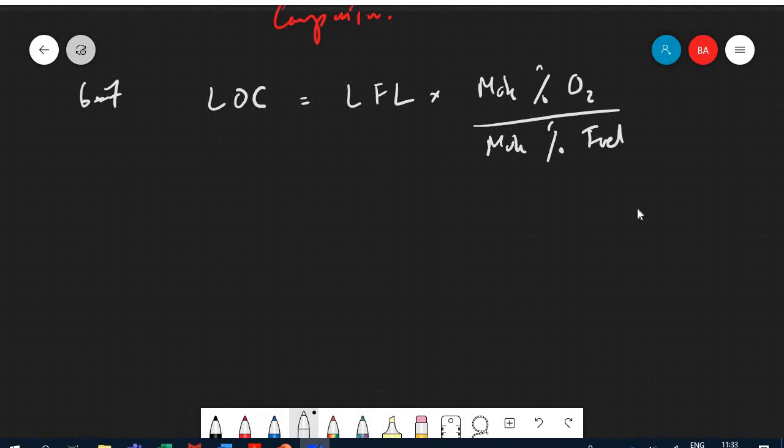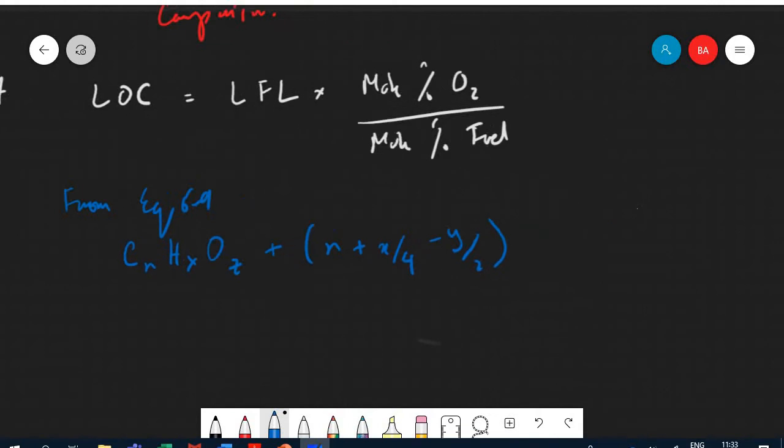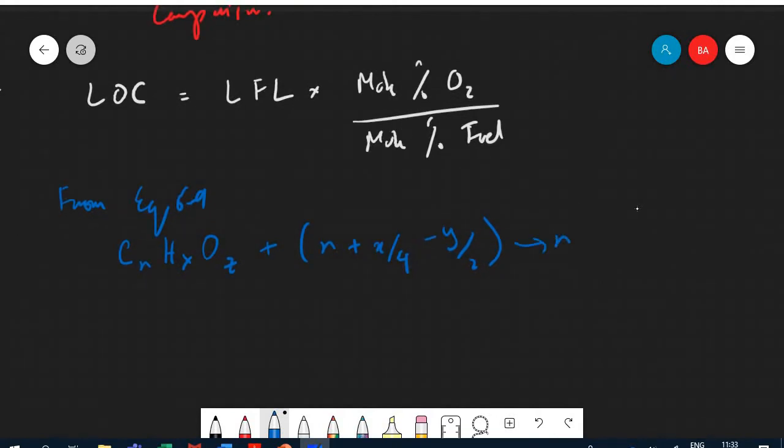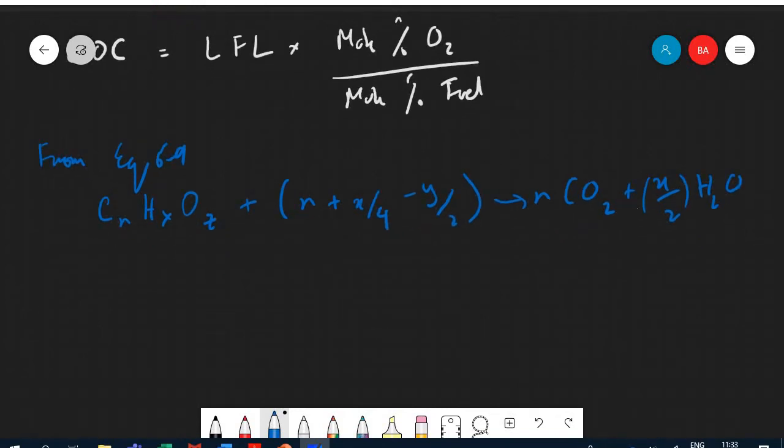So thinking of it from the stoichiometry point of view now, from equation 6.9, what do we have? We have this equation here: CnHxOy plus (n + x/4 - y/2) O2 gives me n CO2 plus x/2 H2O. This is what we have here for balancing the equation.